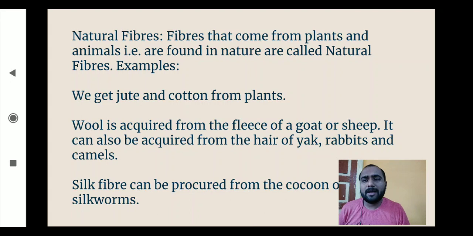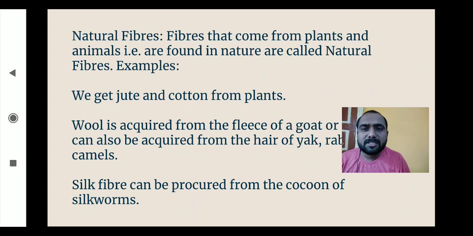So which are the examples of natural fiber? For example, cotton, jute. The cotton plant is there, the jute plant is also there. So we are getting the cotton and jute fiber from the plants, whereas the wool is acquired from the fleece of the goat or the sheep. It can also be acquired from the hair of yak, rabbits and camels. So it means the wool comes from the animal, so it is called an animal fiber. Whereas the silk, we are getting it from the cocoon of the silkworm, so that's why these are called animal fiber.